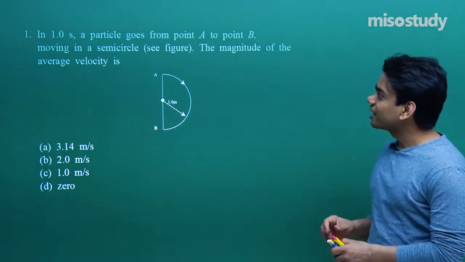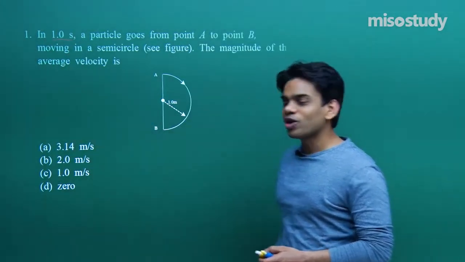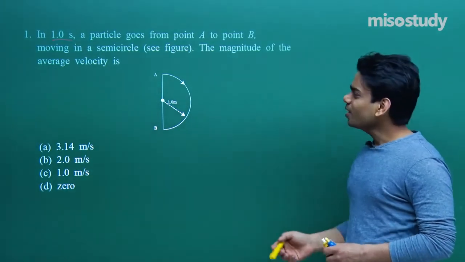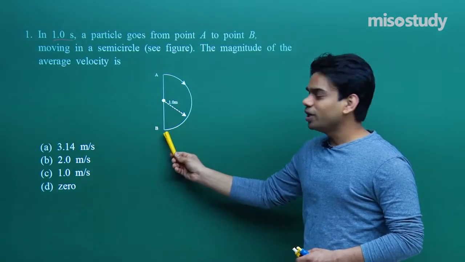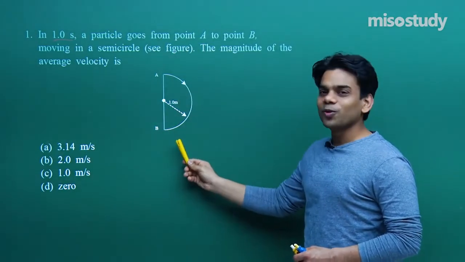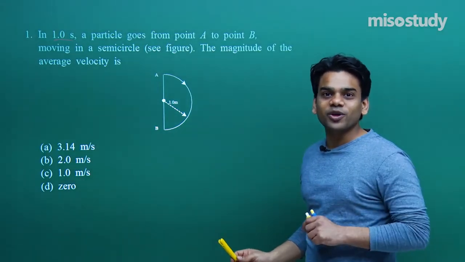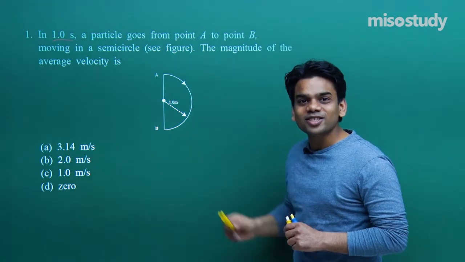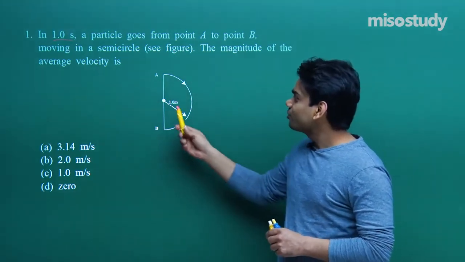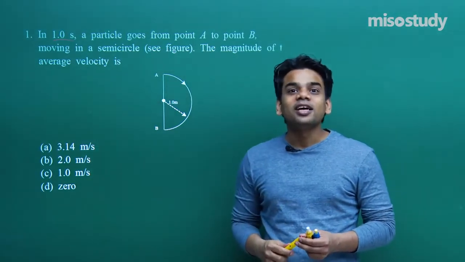The time is given, that is 1 second. You may just have a check on this. The time is given as 1 second. Now let's talk about its displacement. As it moves from A to B, although the path may be semicircular, its actual displacement will be the minimum separation between A and B, and 1 meter is the radius of the semicircle. So that will be 1 plus 1, that is 2 meter, will be the displacement.